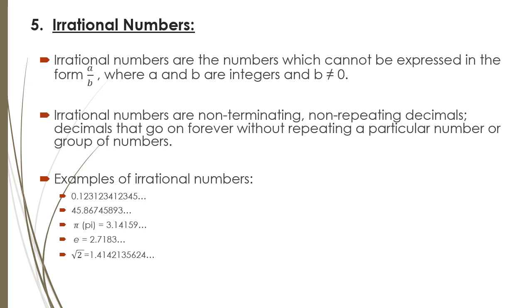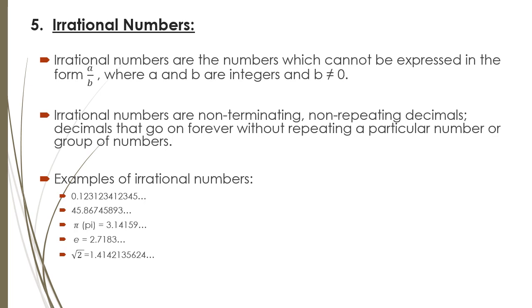0.12312341235... In this example, not a particular number or a group of numbers is repeating continuously. So this number is irrational. Next example, 45.86745893... In this number also, in the decimal part, we can see that not a particular number or a group of numbers is repeating. That's why this is also an irrational number.